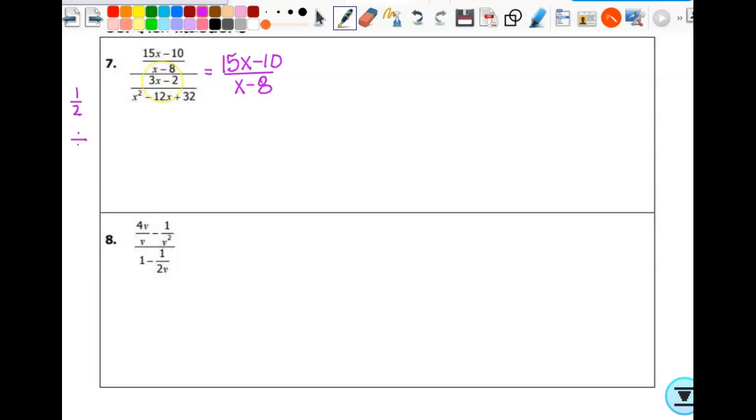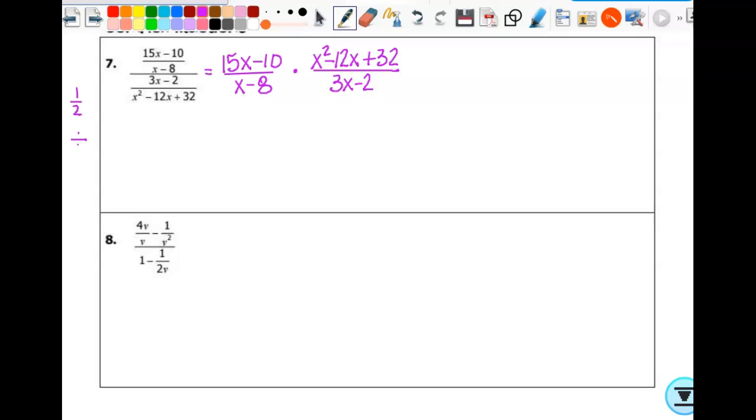Since it's division, I keep the numerator, I change it to multiplication, and I flip the denominator: x squared minus 12x plus 32 over 3x minus 2. Notice that on this particular one, when I rewrote it, I could have factored along the way, but I didn't. I would suggest that most of you don't, because this already makes your brain hurt. It's not difficult, but I know visually it scares you. So I don't want you to do something weird when you're just trying to rewrite it.